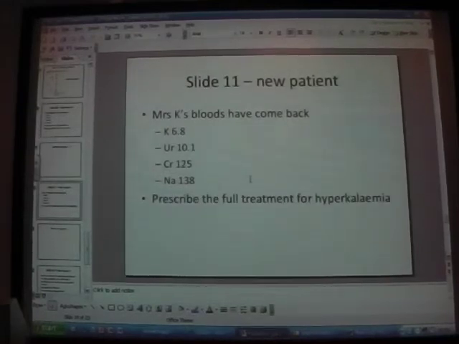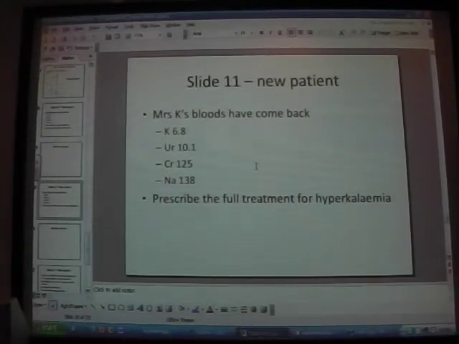So Mrs. K's bloods have come back, and she's now hyperkalemic. So I want you to go back to your drug chart and prescribe everything, and your fluid chart as well, for hyperkalemia. And do it quickly.